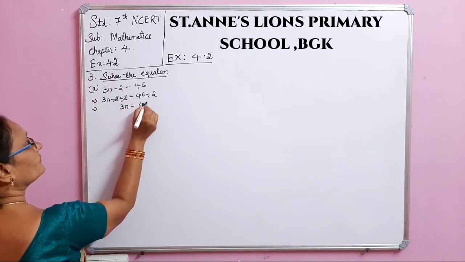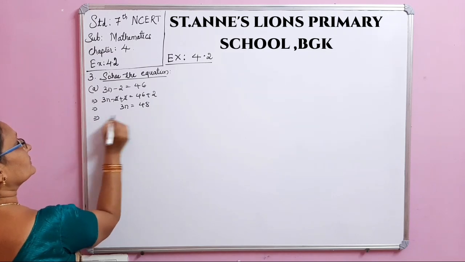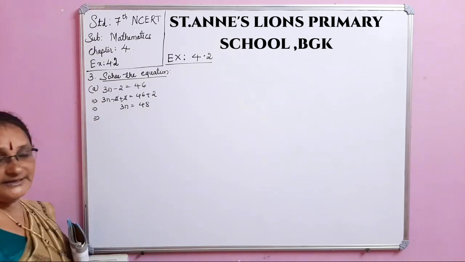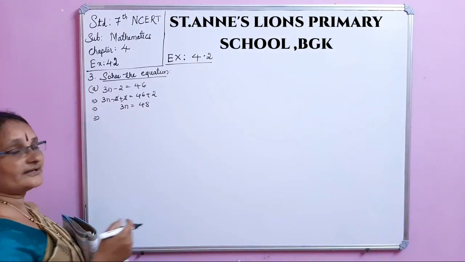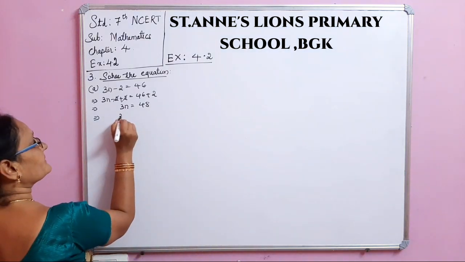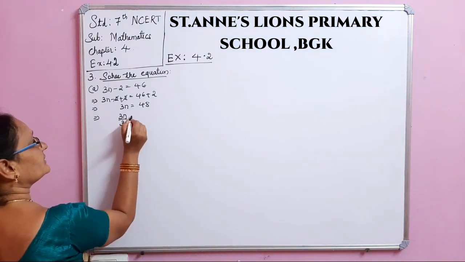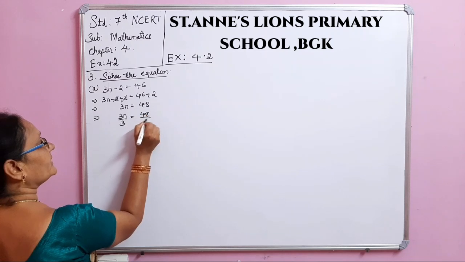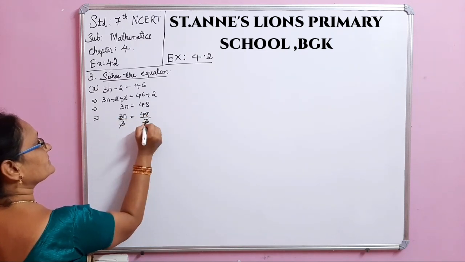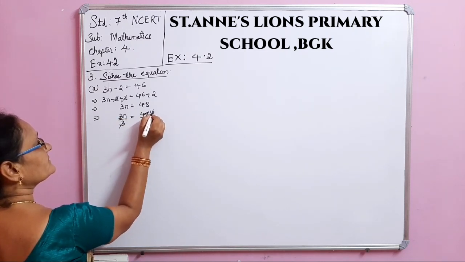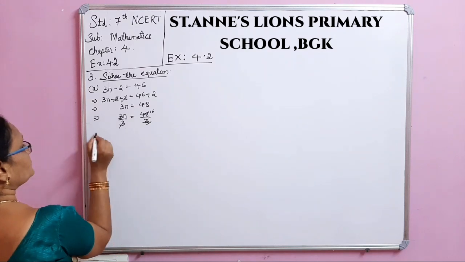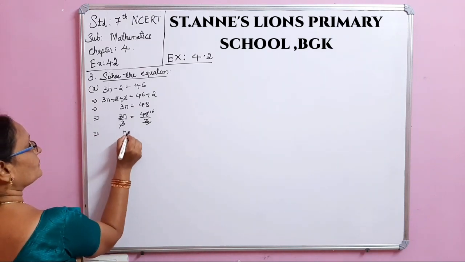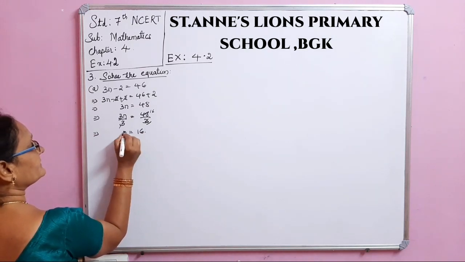3n equal to 48. Now again, 3n multiplication is there. How to separate that? We have to divide. So 3n by 3 is equal to 48 by 3. 3 got cancelled. 3 ones are 3, 3 sixteens are 48. So n is equal to 16.